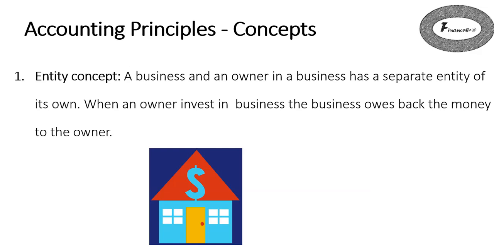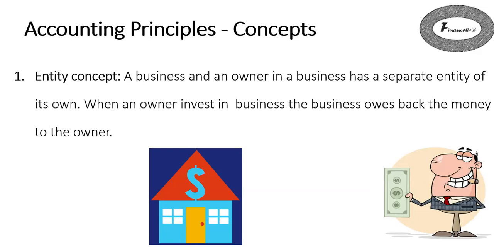So there is a business house which is called maybe business house A, and there is a business owner which is Mr. X. So Mr. X invests a certain money in business house A, which primarily means Mr. X is different from this business house A. So they are separate. There is a separate entity of their own.